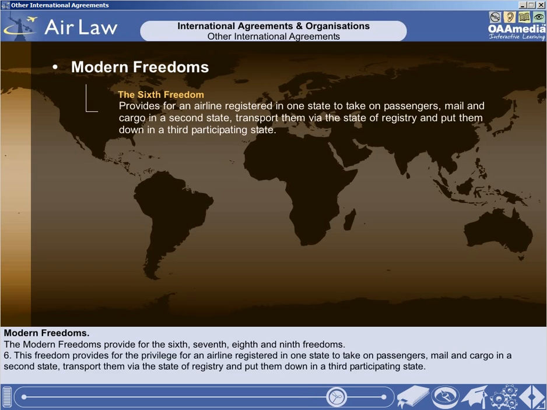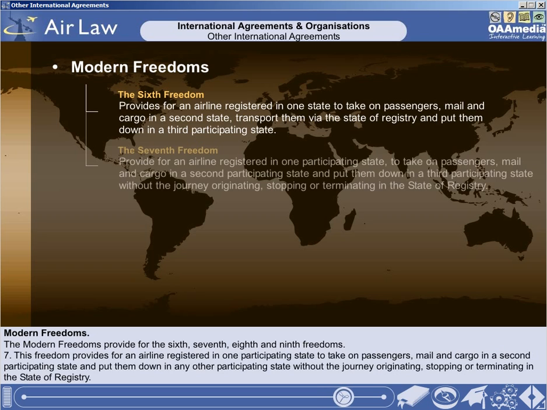The 6th freedom provides the privilege for an airline registered in one state to take on passengers, mail, and cargo in a second state, transport them via the state of registry, and put them down in a third participating state. The 7th freedom provides for an airline registered in one participating state to take on passengers, mail, and cargo in a second participating state, and put them down in any other participating state, without the journey originating, stopping, or terminating in the state of registry.